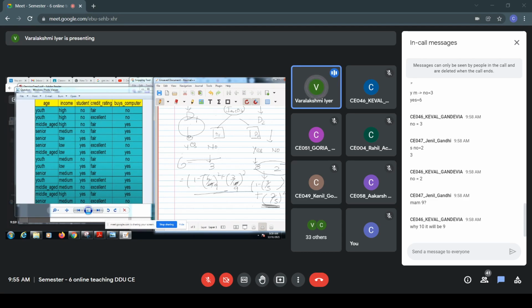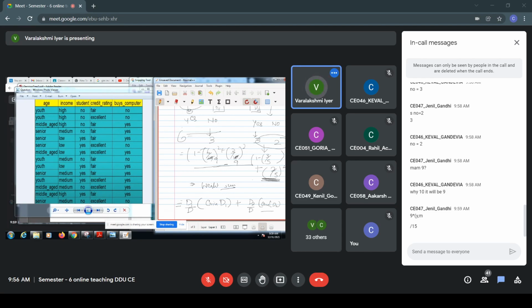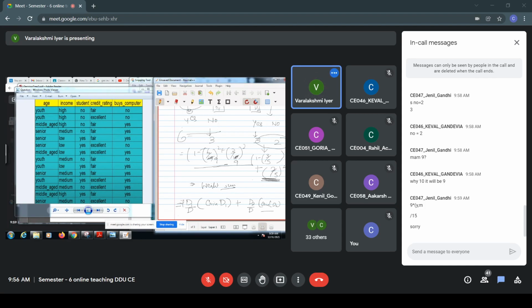Now after doing this you will be calculating the weighted sum. The total weighted sum will be the weight, that is D1 by total D into Gini impurity of D1, plus D2 by total D into Gini impurity of D2. This will be the total Gini impurity. Is it clear? There are total 14 cases, so it will be 9 by 14 and 5 by 14.